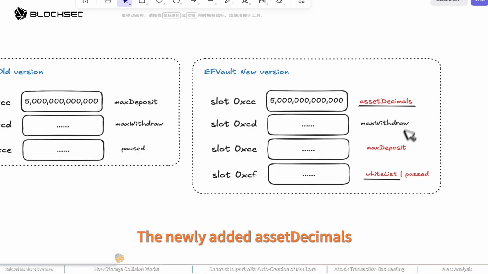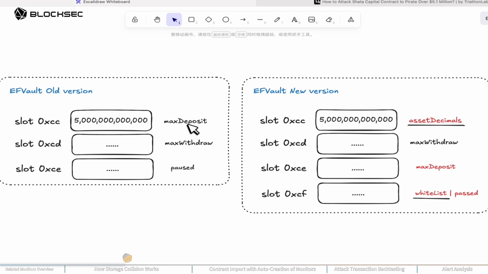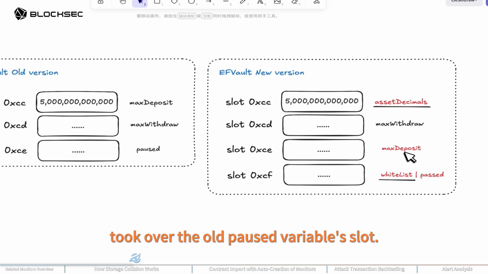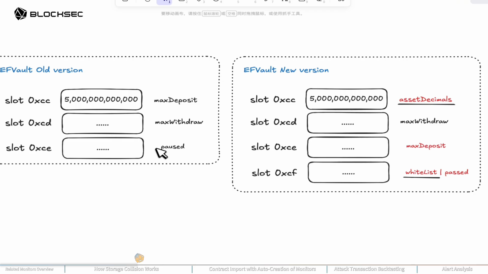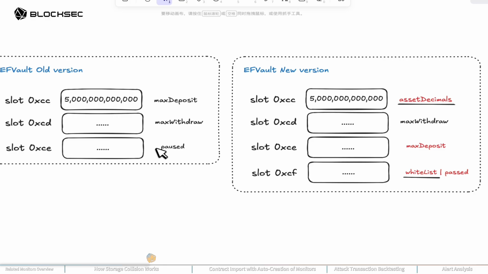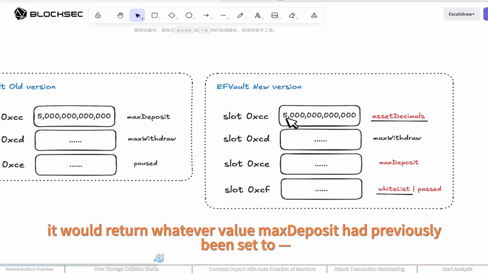The newly added asset decimals ended up occupying the old version's storage slot for max deposit. And max deposit, in turn, took over the old paused variable slot. As a result, the contract's behavior after the upgrade became extremely unpredictable. For example, when reading asset decimals, it would return whatever value max deposit had previously been set to.